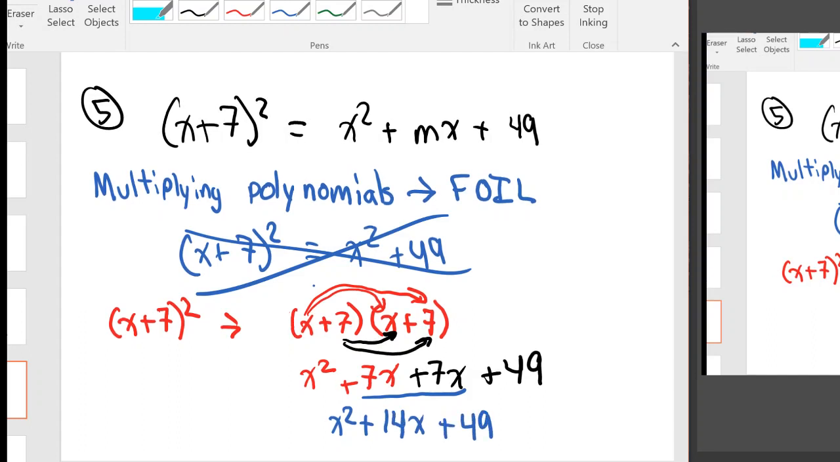Alright, and that's pretty much it, because they said, if you have x squared plus mx plus 49, they want you to find out what m is. They're asking for the coefficient of x. The coefficient of x is 14. So your answer is 14 in this case, so that's number 5.